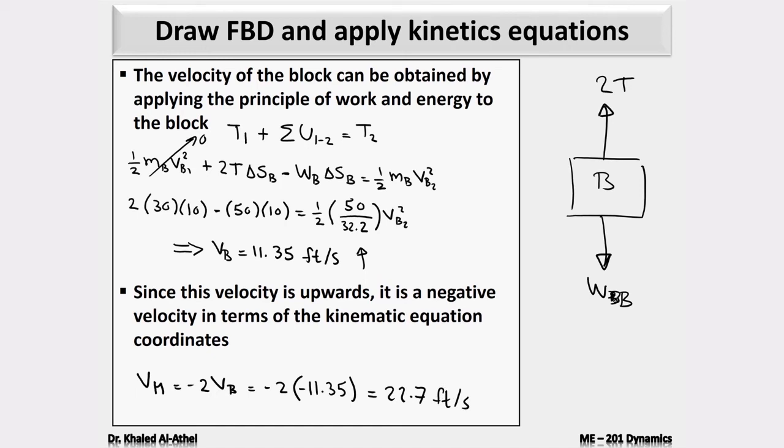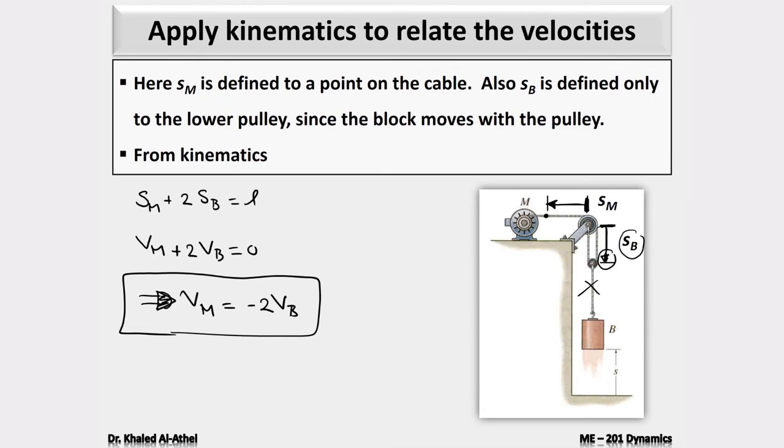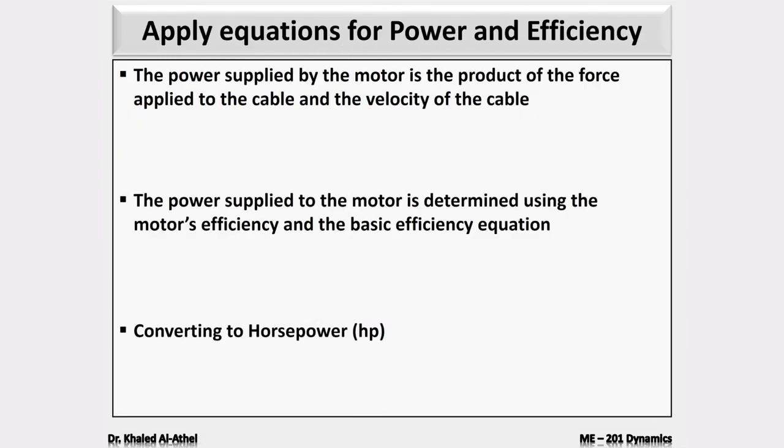Now keep in mind that you can always check to make sure that you have no mistakes. Basically, look at the direction. So Vm was positive, and we already defined Sm as positive to the left, which makes sense. If block B moves upward, you want the point on the cable to move to the left. Okay.